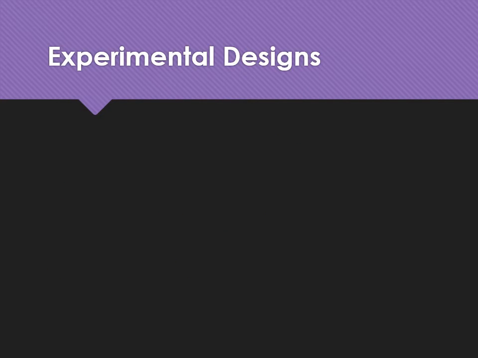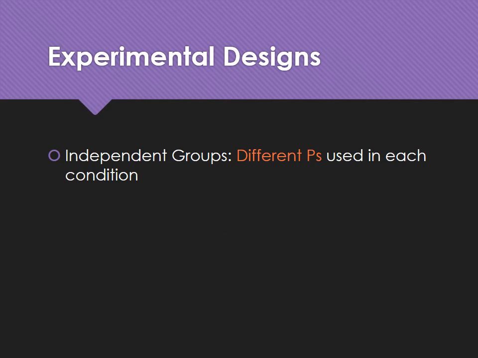Okay, so we have 3 types of experimental design that you have to be able to describe, to evaluate and apply to different scenarios. Alright, so our first one is independent groups, and just like the name suggests, you have different participants in each condition. The conditions are completely independent from one another.